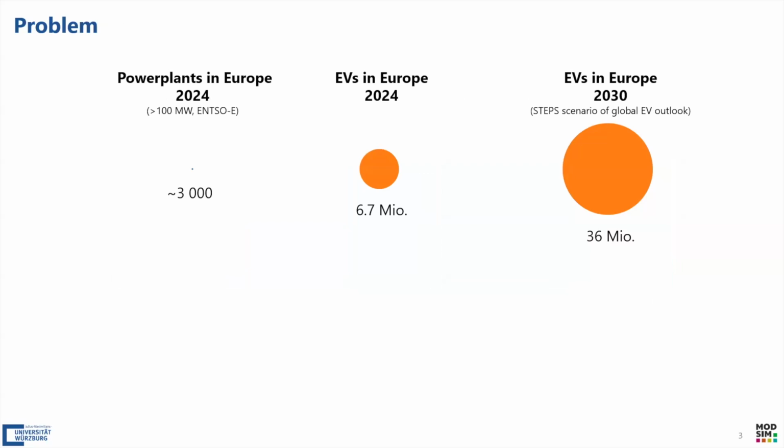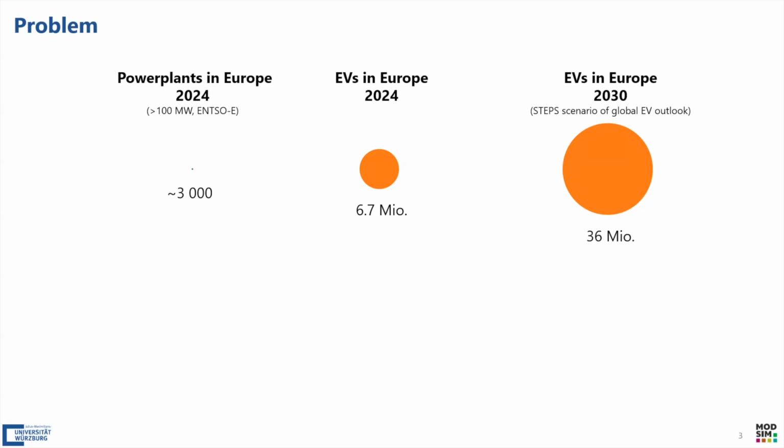But here you have a problem if you are an energy system modeler, and that is just the large amounts of electric vehicles on the road already today. In Europe, for example, it's 6.7 million already. And the prediction in the stated policy scenario of the Global Energy Outlook is that we will have 36 million electric vehicles in Europe by 2030.